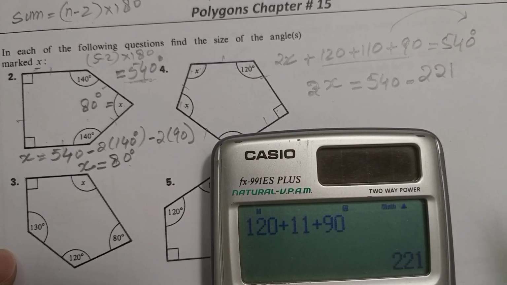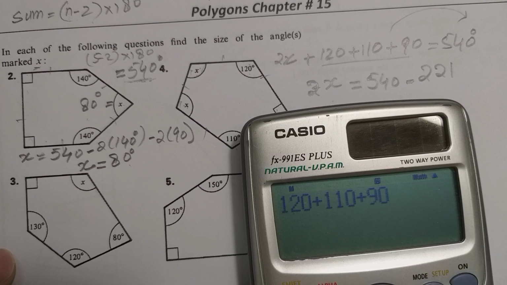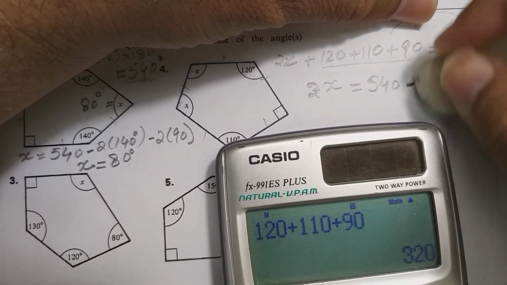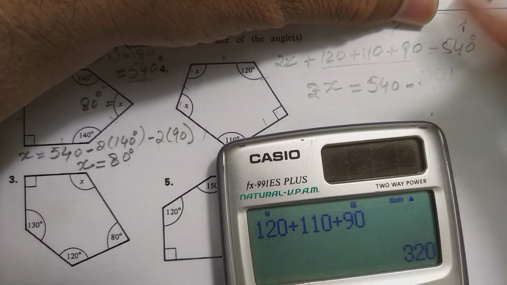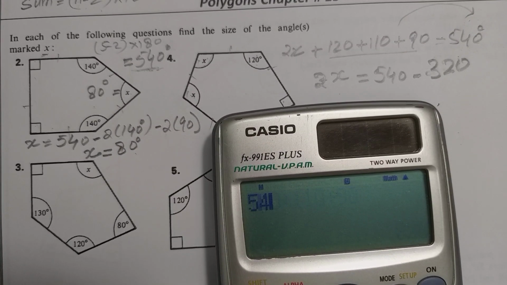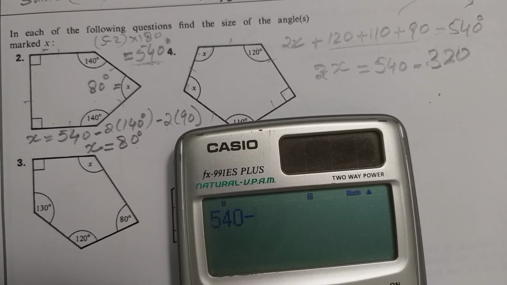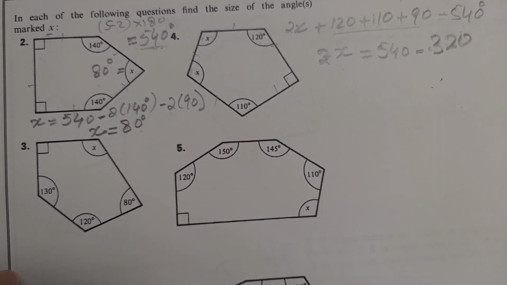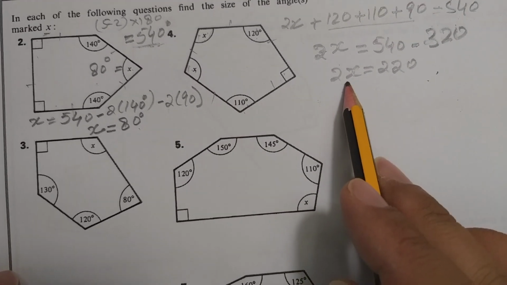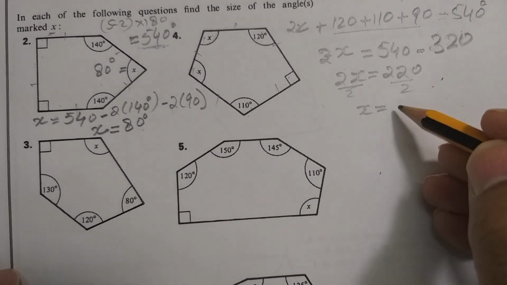So 120 plus 110 plus 90 equals, sorry, this is 110, so the total is 320. So 540 minus 320 equals 220. So 2x equals 220. But we need to find x, so we divide both sides by 2, and we have x equals 110.